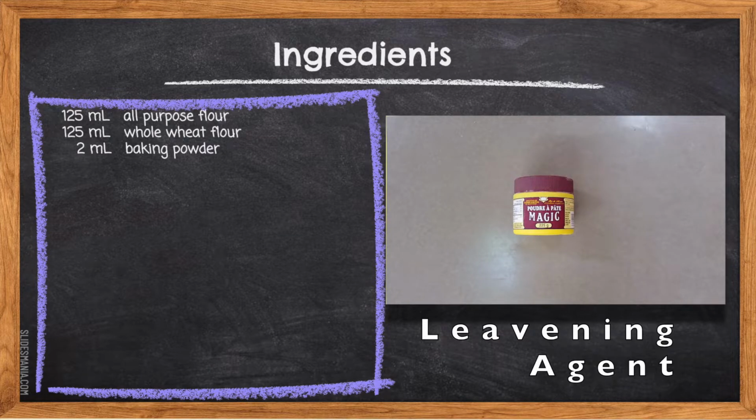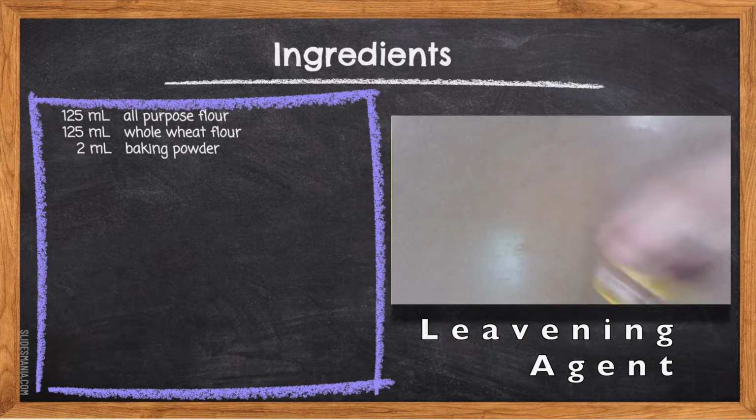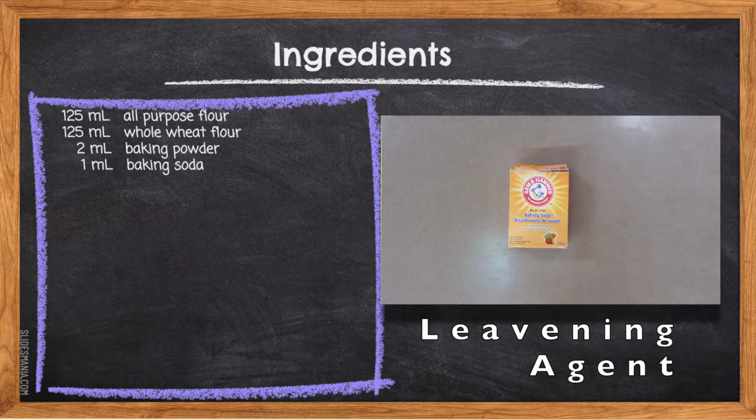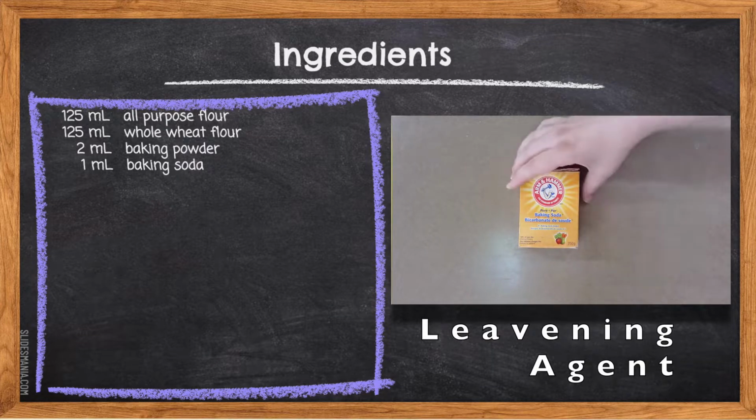Baking powder is a leavening agent that when combined with a liquid will help produce the carbon dioxide gas needed to leaven our muffin. 1 milliliter baking soda. Baking soda is a leavening agent that when combined with an acid will create carbon dioxide gas. Today's muffin features buttermilk, which is the acid.